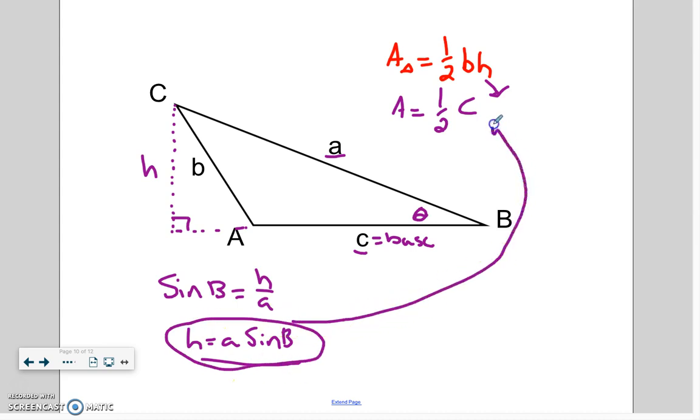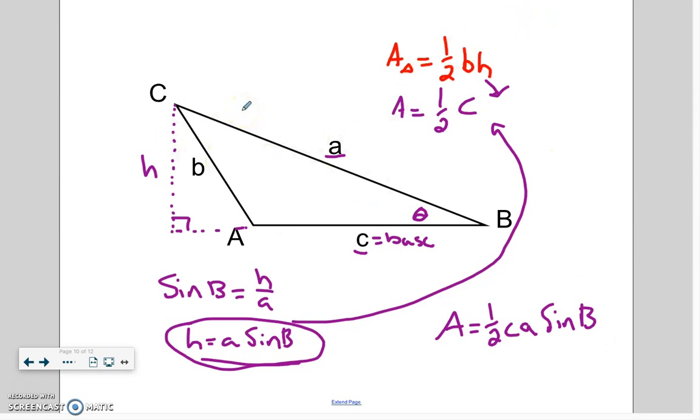which is why it's so important for this formula, because now I'm going to take this whole function, it gets replaced in for H, and it turns out that the area is equal to 1/2 C, replacing the H, A sine of B. So my given angle and the two sides that form the given angle. There's your formula now for any type of triangle.